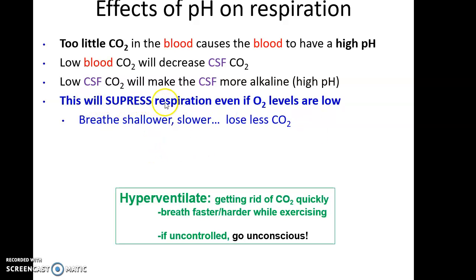And so the brain will say, we've got to stop this uncontrolled hyperventilating. This is bad. And it will cause us to breathe slower and more shallow so that we lose less carbon dioxide and the levels can build up again. And if you are having an anxiety attack and breathing in and out way too fast and can't stop that, then the brain will do what it must and it will cause you to pass out.